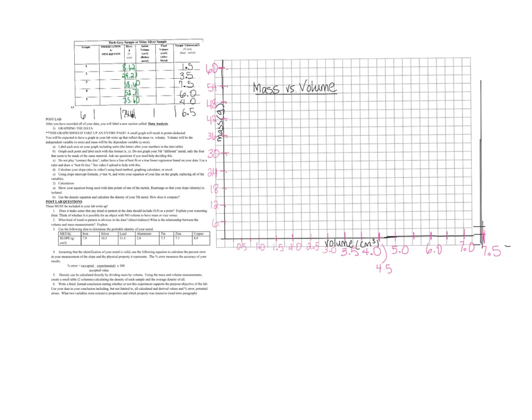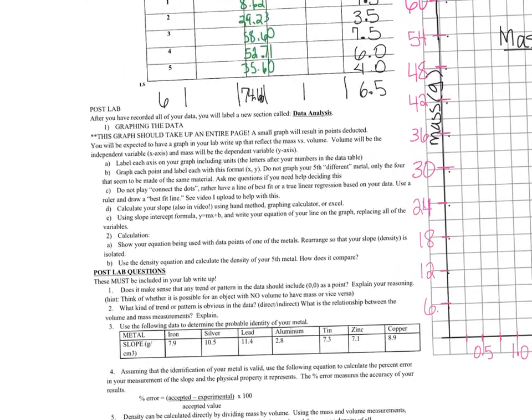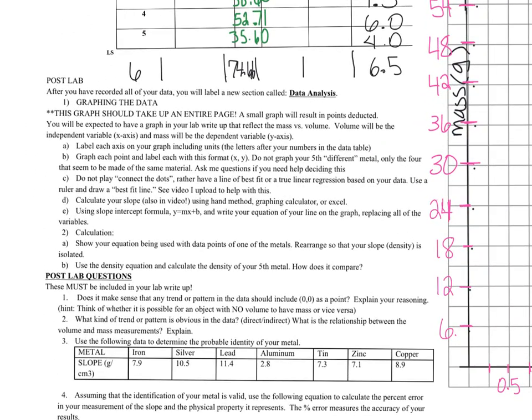Okay, so let's see where we're at now. Let's go ahead and zoom in here. It says we're going to graph each point and label each with the format XY, just like we used to do in math class, okay? Do not graph, again, this says 5th, I changed that lab yesterday, so that will be your 6th. Different metal. Only the 5 that seem to be made of the same material. Okay, and you guys have all figured out which one was your different metal yesterday.